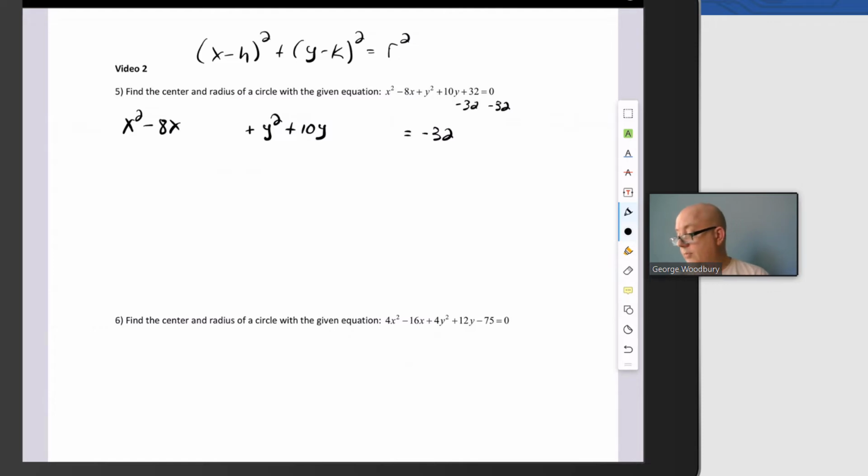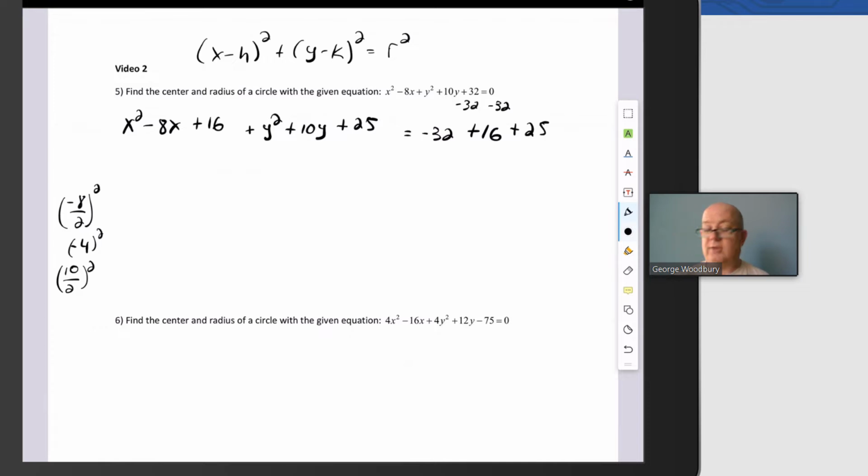Now, to complete the square for x, we take the coefficient of the x term, negative 8, we divide that by 2, and we square that. Negative 8 divided by 2 is negative 4, and negative 4 squared is positive 16. So I'm going to add 16 next to the terms containing x, and I'm going to add 16 on the right-hand side. Do the same thing for the terms containing y. The coefficient of the y term is 10, so we're going to be looking at 10 divided by 2 squared. 10 divided by 2 is 5. 5 squared is 25, so let's add 25 on the left and right sides.